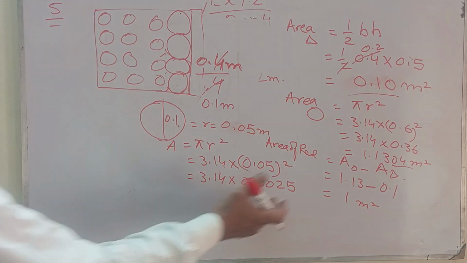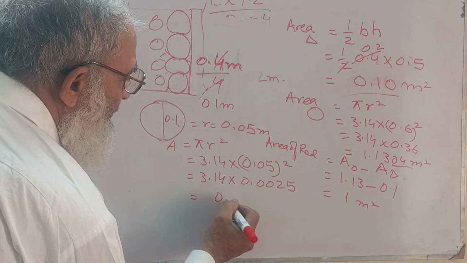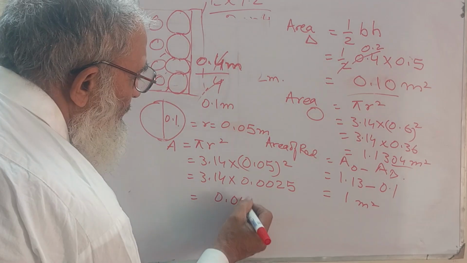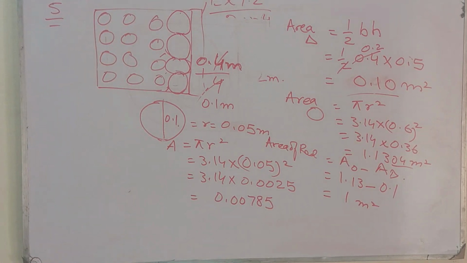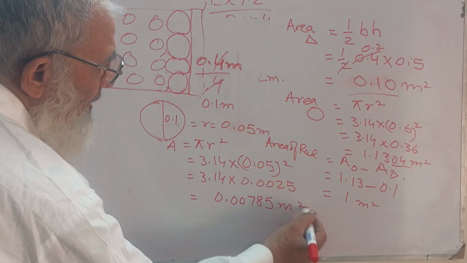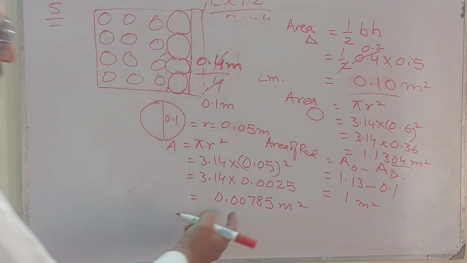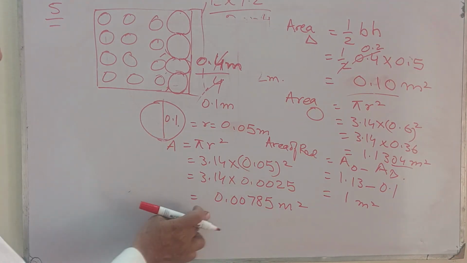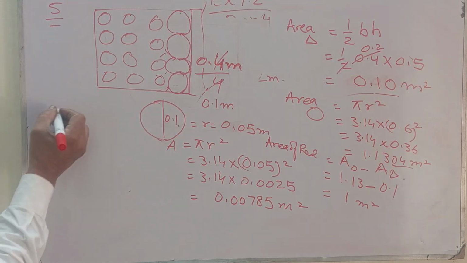Now when we multiply this figure with 3.14, it will be equal to 0.00785. Okay, now this is the area of one circle. Now this is in meter square, since it is given in meter square. Multiply this with 16 because we have 16 holes.